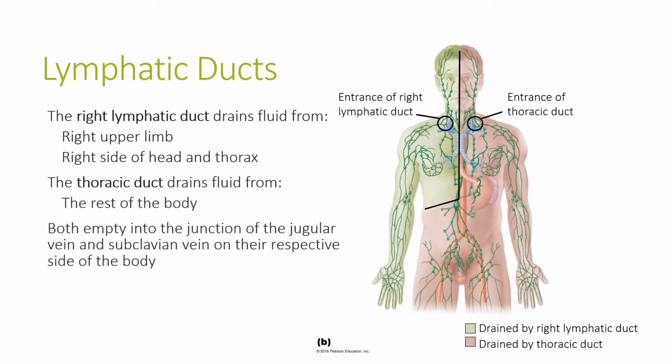Both of these ducts empty into the junction of the jugular vein and the subclavian vein on their respective side of the body, the right lymphatic duct dumping into the right subclavian vein, and the thoracic duct dumping into the left subclavian vein.